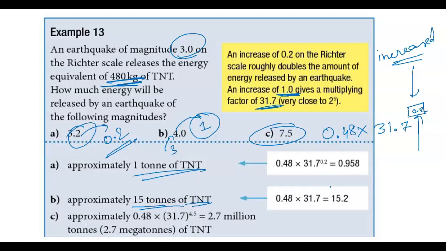Over here 7.5. There is an increase of 4.5. So I will substitute 0.48 into 31.7 raised to power 4/5. And that will release the energy approximately equal to 2.7 million tons of TNT.